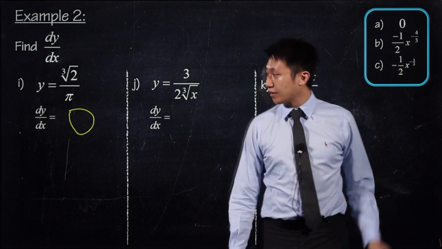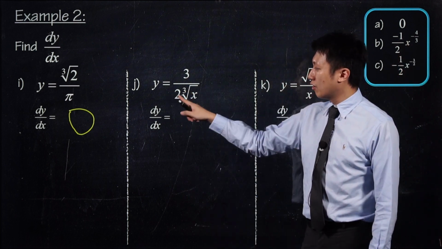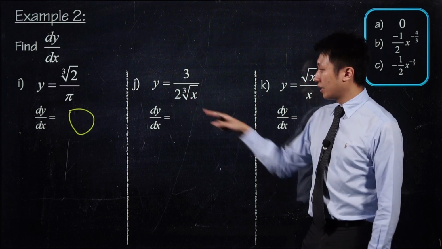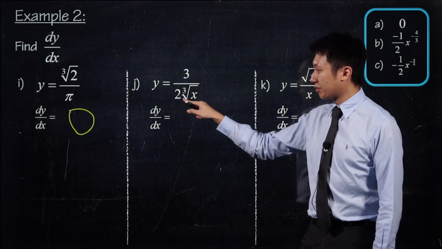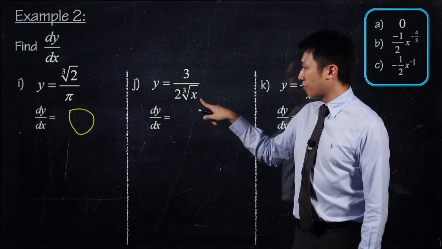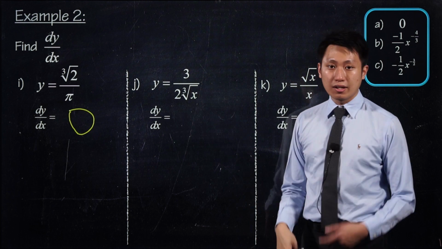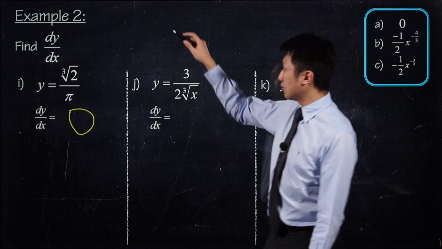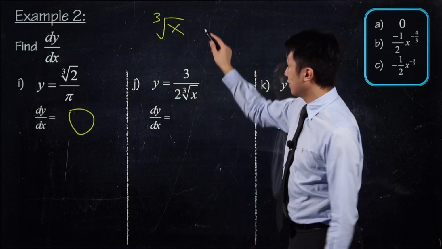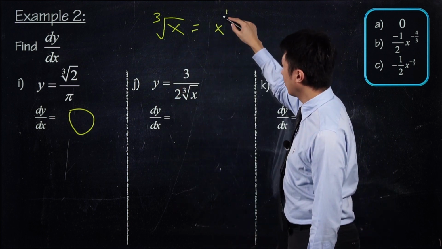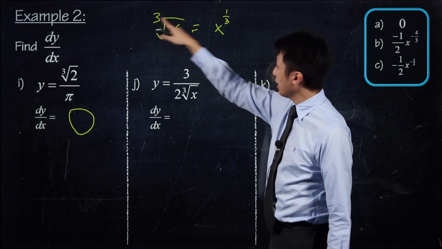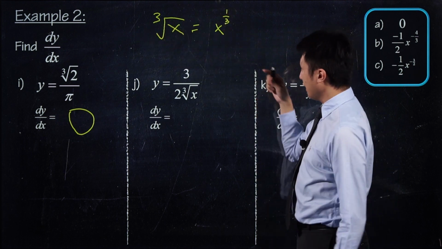You get 0. Second, y is equal to 3 over 2 cube, multiplied by cube root of x. So this is not 2 power 3 here. This is like cube root, then cube root of x. For this one, you need to rewrite it first. Do you still remember what cube root is? Cube root means x to the power 1 over 3. Power first and root. So you get this one.